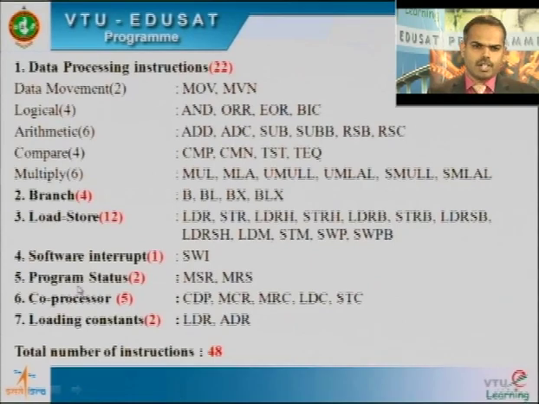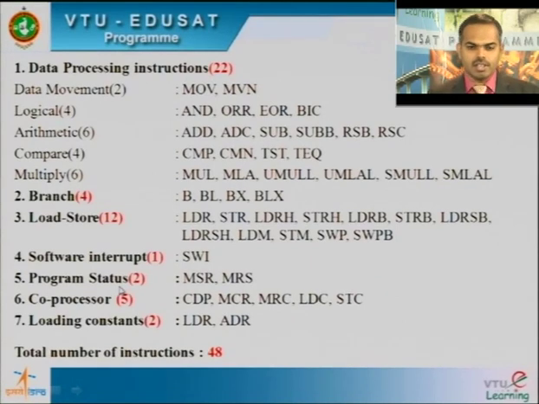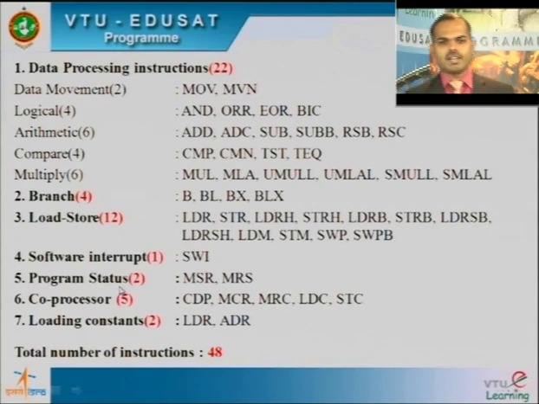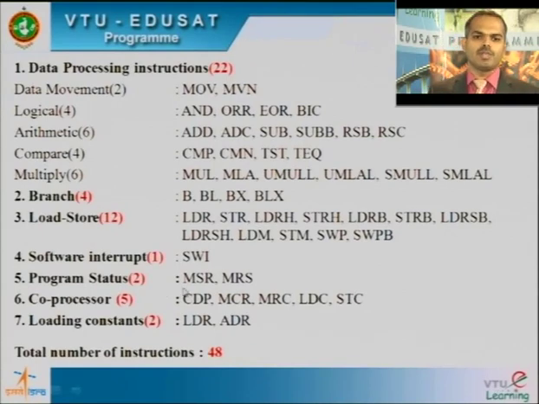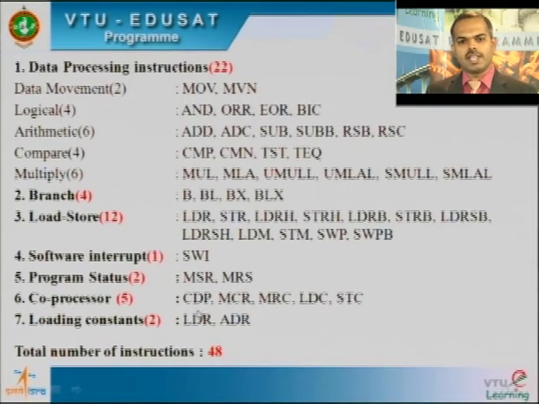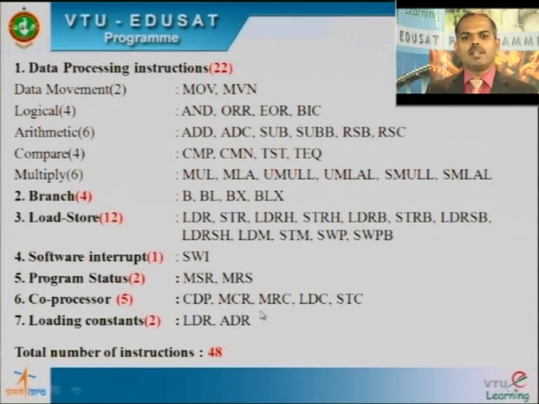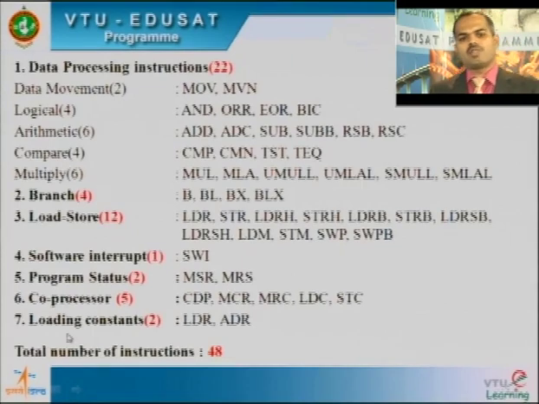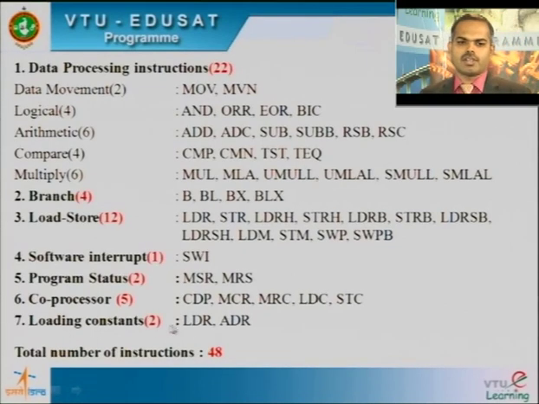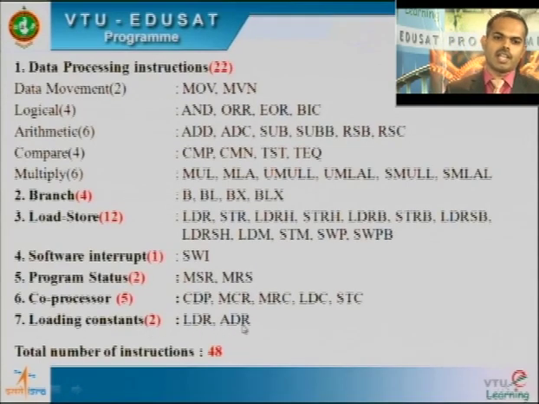Now the 5th class of instruction is the program status instruction. This is how we copy the content of the CPSR register to the general purpose registers, or from a general purpose register back to the CPSR. There are 2 instructions, MSR and MRS. And there are 5 coprocessor instructions that we studied in today's class: CDP, MCR, MRC, LDC and STC. And then at the last we studied the loading constant instructions, LDR and ADR.